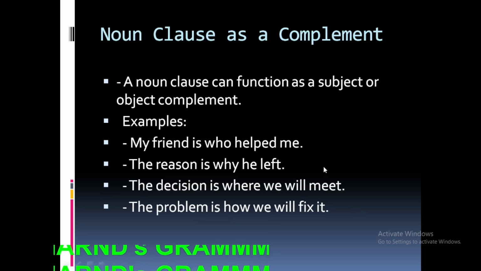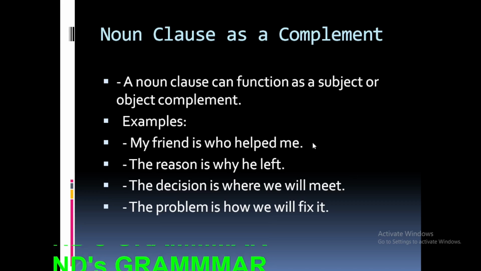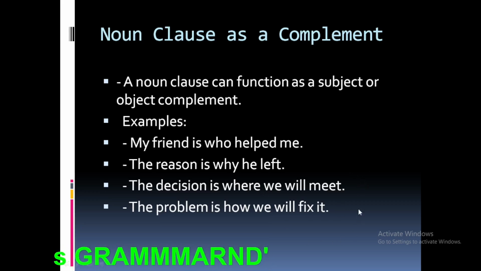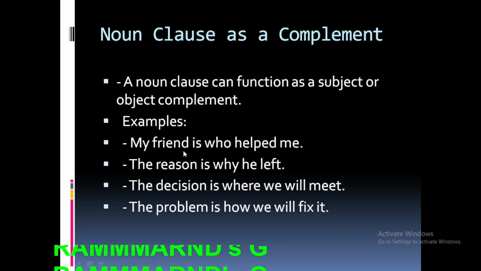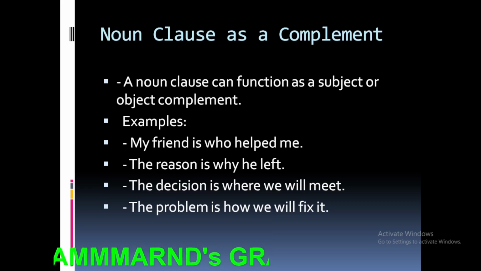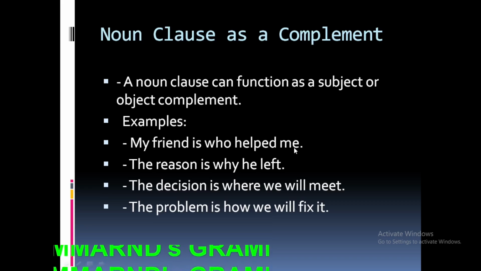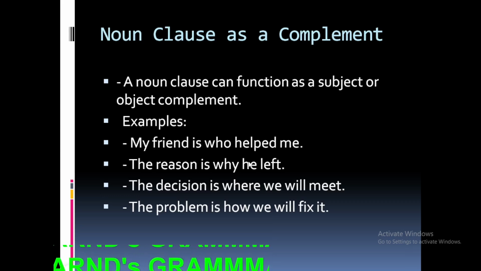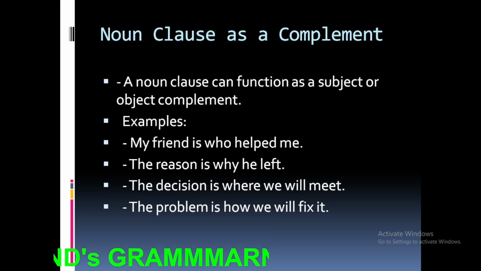So you see, all the clauses after the to be verbs are subordinate noun clauses and they are complements, because if we leave the main clause my friend is, it cannot express the full meaning. The meaning is incomplete, and the incomplete meaning is completed by the subordinate clause who helped me. So it is called a complement. A complement completes the meaning of the main clause.